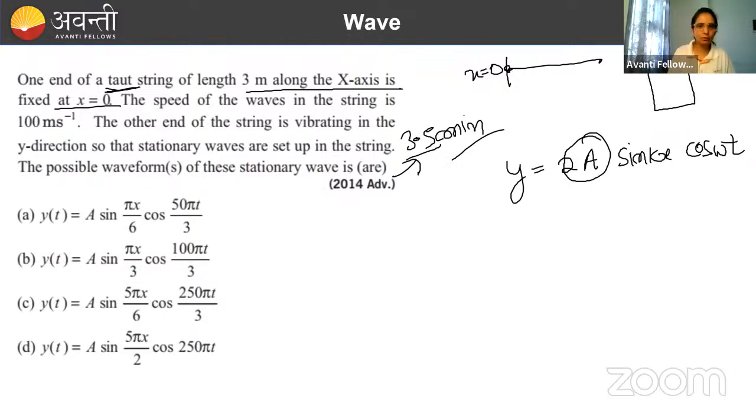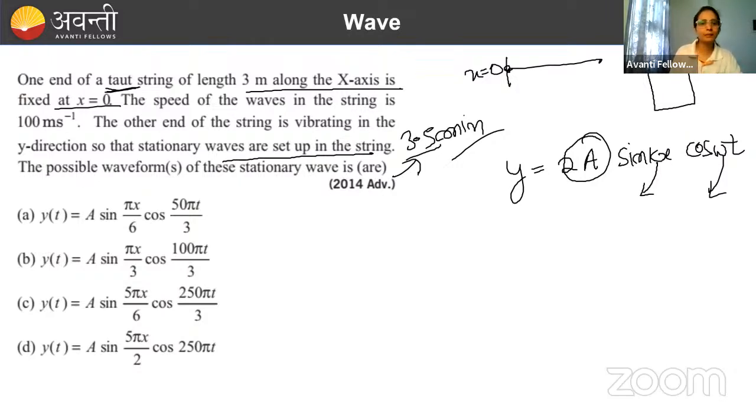So, ab aap nikalo. Simply, you know the standing wave equation now. Standing waves are getting set up. So, standing wave ka equation kya hota hai? 2a sine kx cos omega t. Done. So, you need to simply find the value of k in terms of integers and the value of omega. You need to put it there.